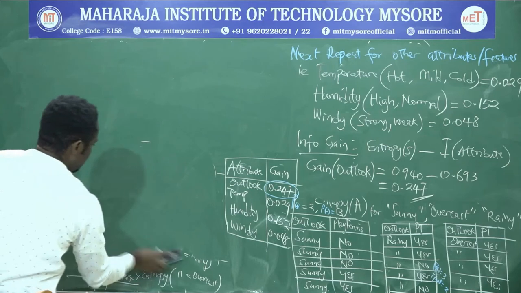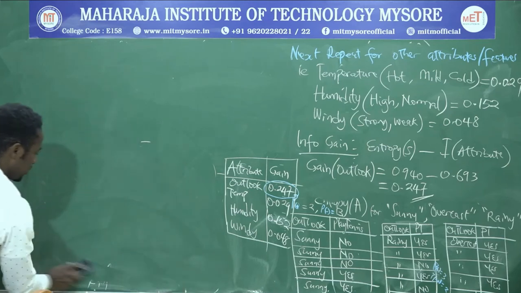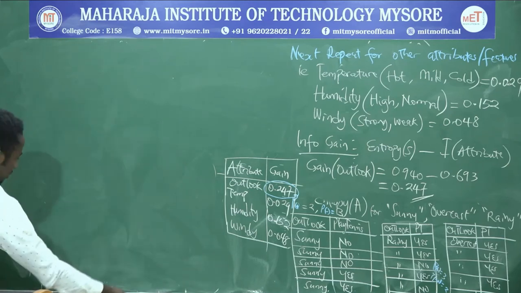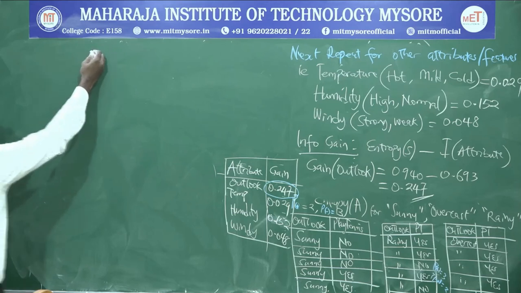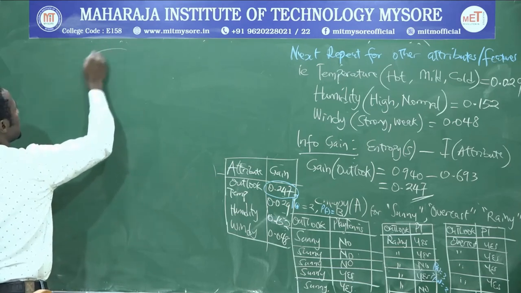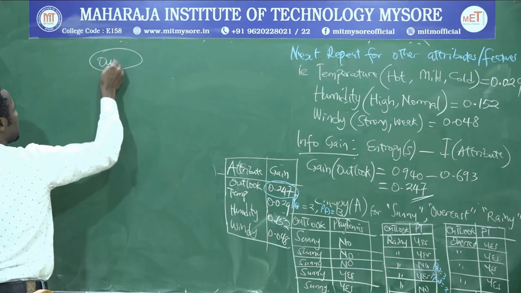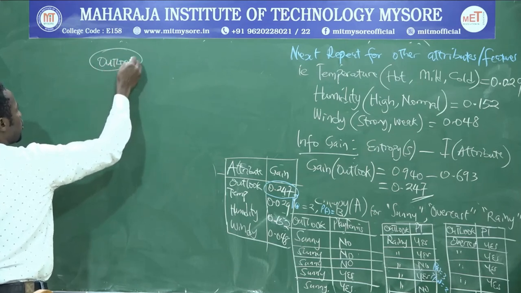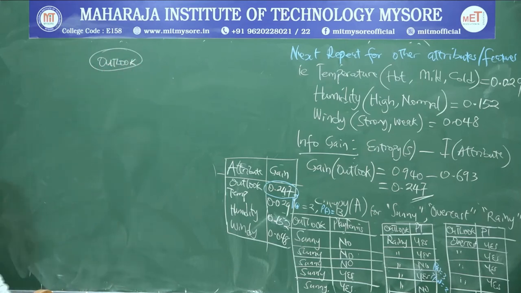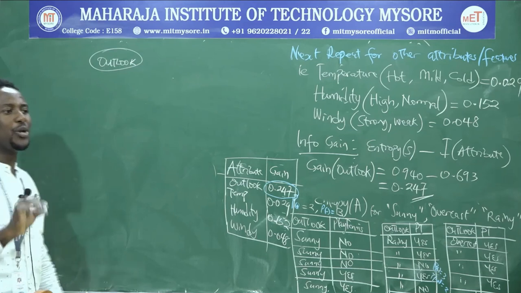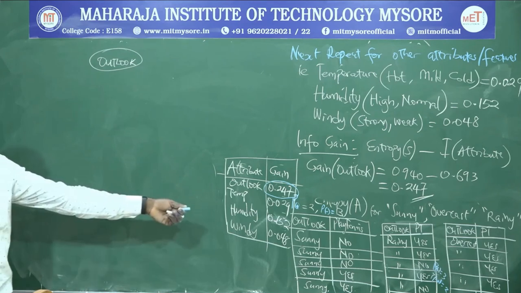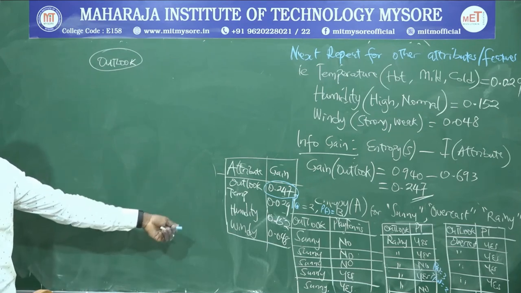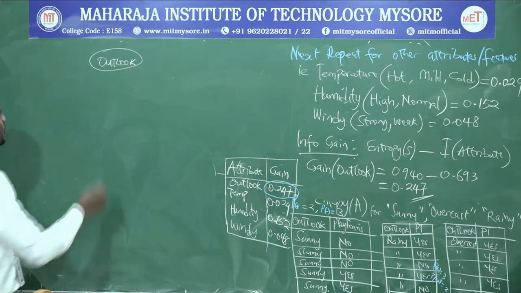Hope that is clear. If you have any more doubts, feel free to get in touch with me, and I will explain it again. Our outlook has now become our root node. We know for sure that outlook is our root node. Now, outlook has other attributes: sunny, rainy, and overcast.